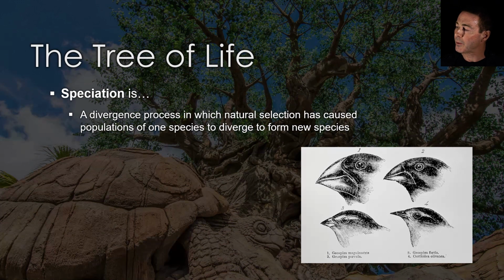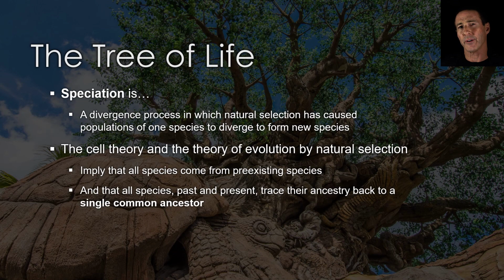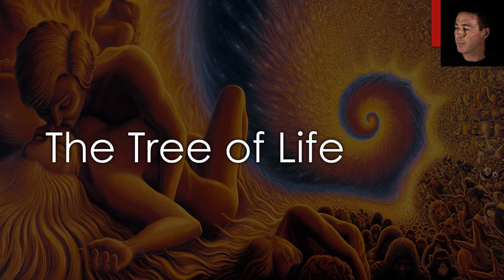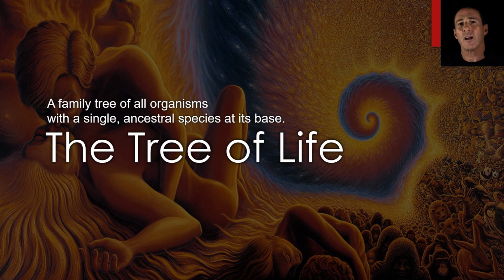This divergence process is called speciation, and by applying evolution and cell theories, scientists predict that all species come from pre-existing species with traceable ancestry back to a single common ancestor. The theory of evolution by natural selection predicts the possibility to construct a tree of life, the family tree of all organisms. If life arose once, the diagram would describe the relationships between species with a single ancestral species at its base.